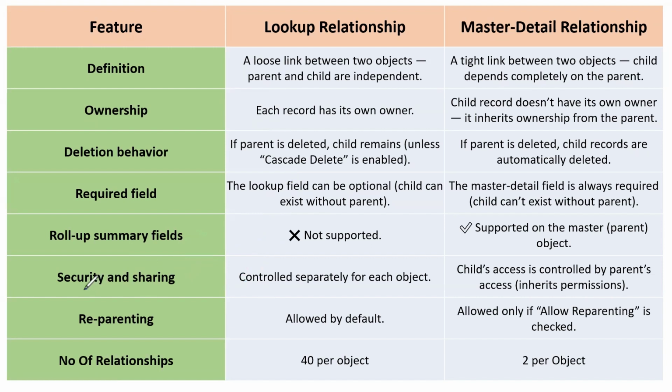Okay. Now, when it comes to security and sharing, it is controlled separately for each object. So the parent will have its own security and sharing and the child will have its own security and sharing. But when it comes to master detail relationship, child access is controlled by parent access. So what does that mean? If this person has access to the parent record, then only this person will be able to access the child record. Otherwise, this person will not be able to access the child record if this person doesn't have access to the parent record. So whatever access this person has on the parent record, the same access this person will have on the child record.